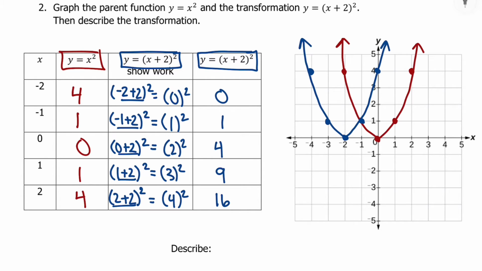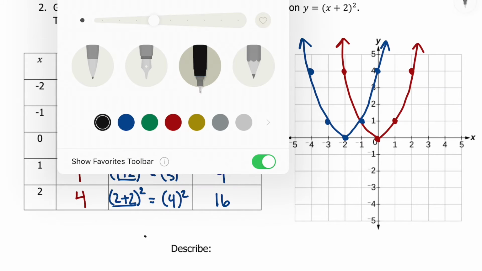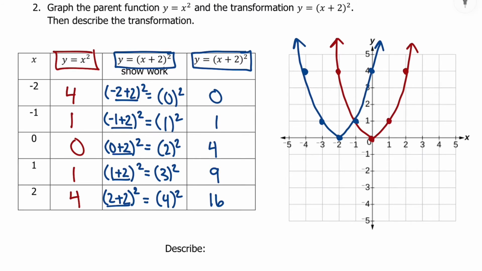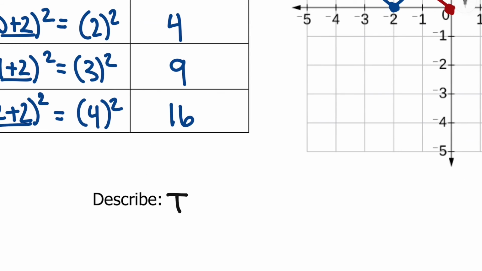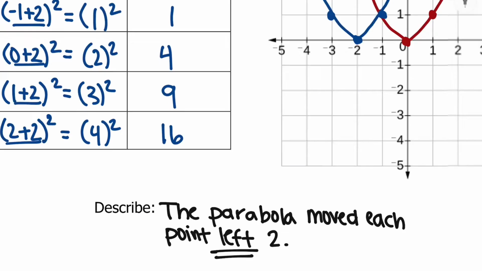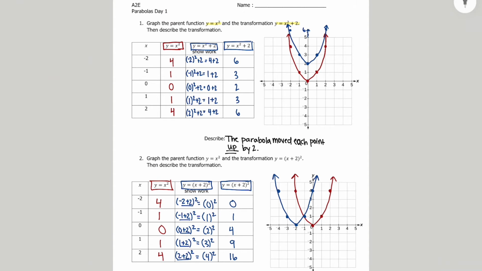So on this one, the change is, let's change our color here. The original is moving left 2. So every point moved left 2. This one was left 2, this one was left 2, this one was left 2, and so on. Everything moved left 2. So we're going to say, oh, that's a little big. The parabola moved each point left 2. All right, so now we've got all of that. Turn to the back and we will do 2 more transformations to see how things are changing.